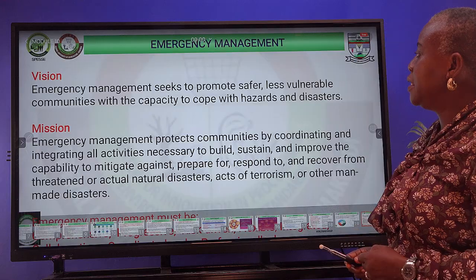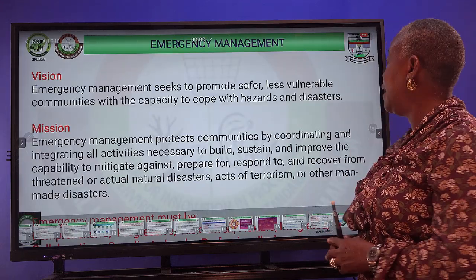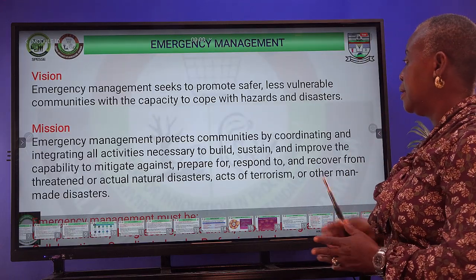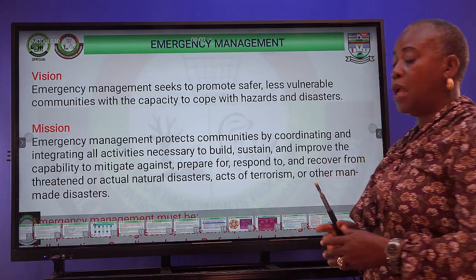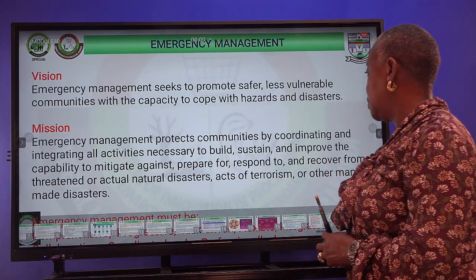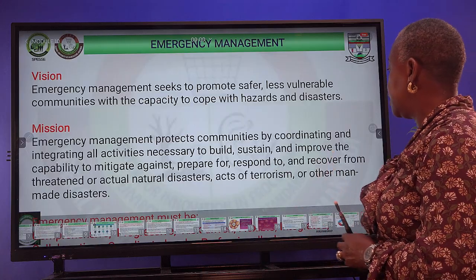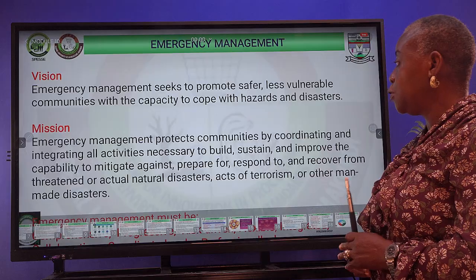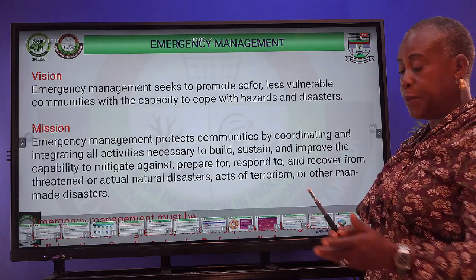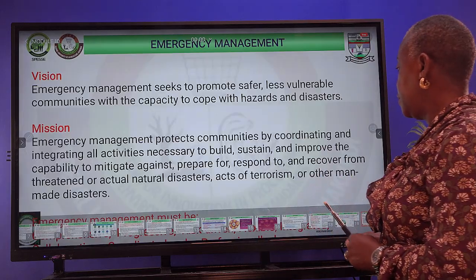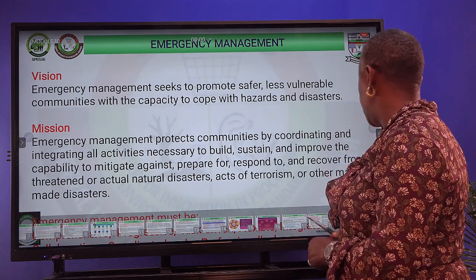So emergency management seeks to promote safer and less vulnerable communities, and we must understand that everyone is involved in emergency management, because you need to coordinate and integrate relevant activities and sustain and improve capacity to mitigate, prepare for, respond to, as well as recover from such disasters or conditions.